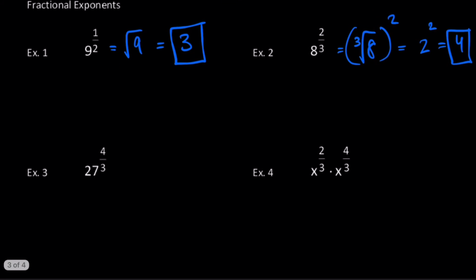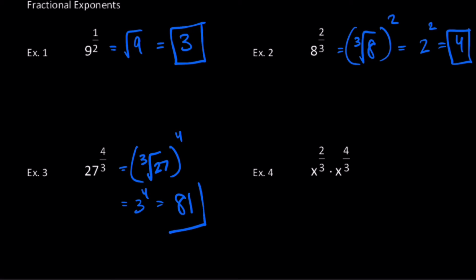27 to the 4 thirds. So that's going to be the cube root of 27. Whatever that base is, then you take it to the 4th power. Cube root of 27 is 3, and you should know 3 to the 4th without using a calculator. Think of it as 3 squared times 3 squared, or 27 times 3. That's 81. Now this one, we don't have to play around with the bases at all. It's just an x. X to the 2 thirds times x to the 4 thirds. Let's add those. That gives me x to the 6 thirds. And then 6 thirds is simply a 2. So that's x squared.